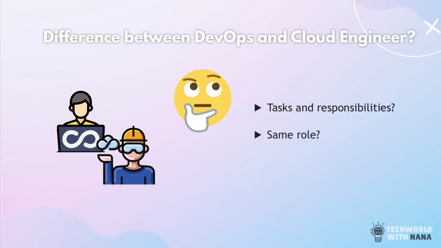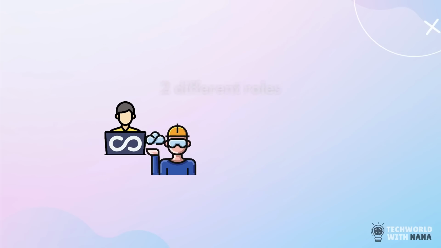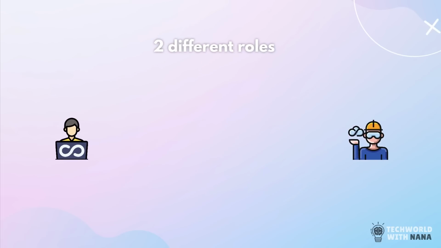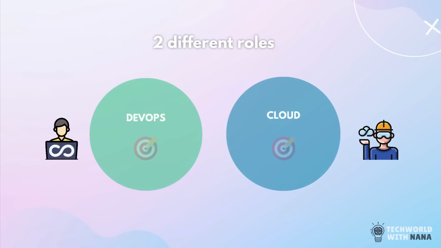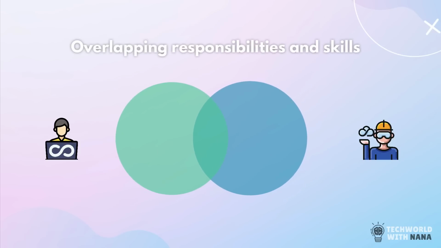But then why would you have two names for the same role? And that's exactly what I'm going to discuss and clarify in this video. So first of all, let's start by saying that DevOps and Cloud Engineer are actually two different roles with different purpose and objectives. But the reason why people mix them up and even use them interchangeably is because they often have many overlapping responsibilities and skills.